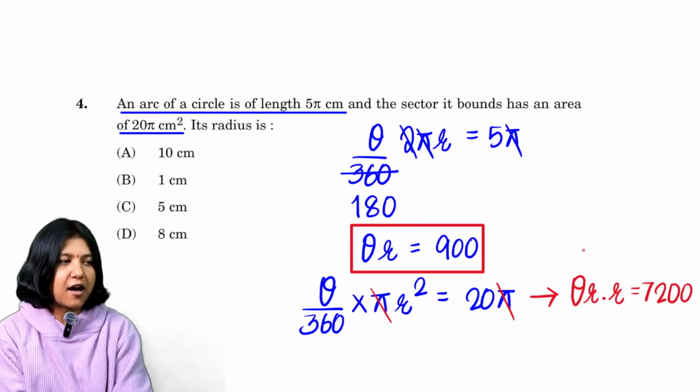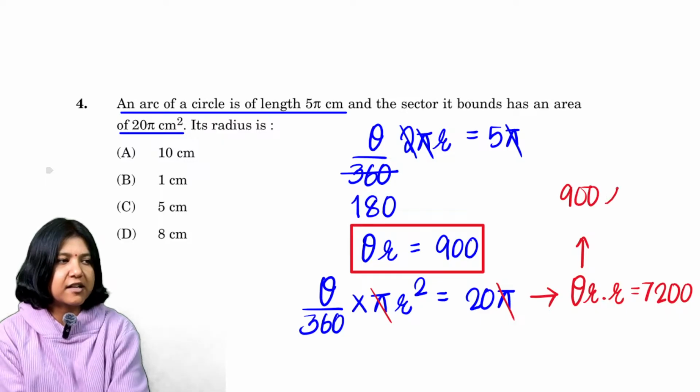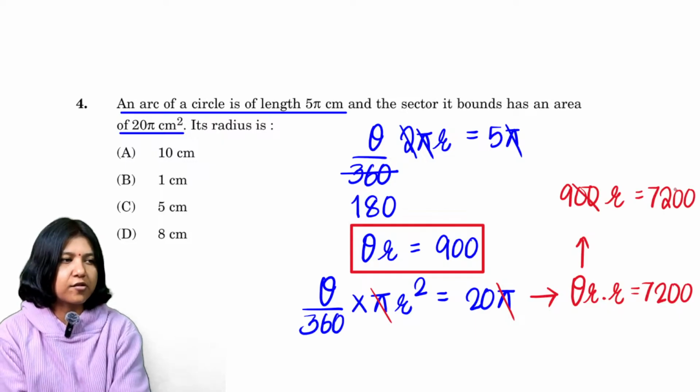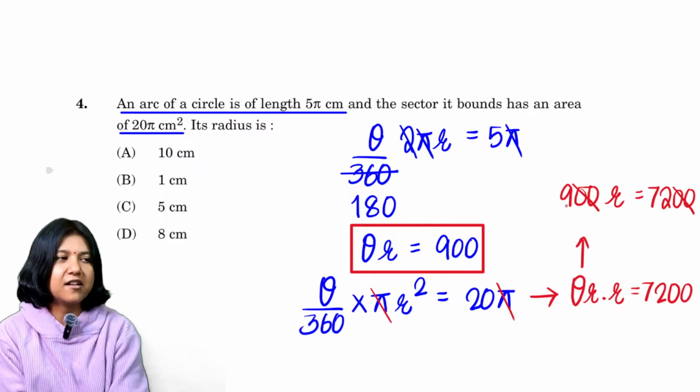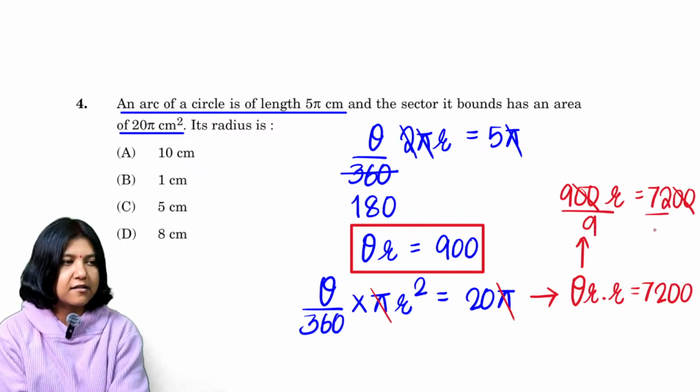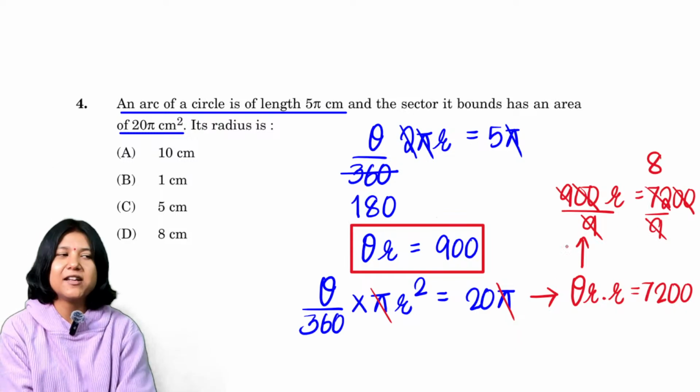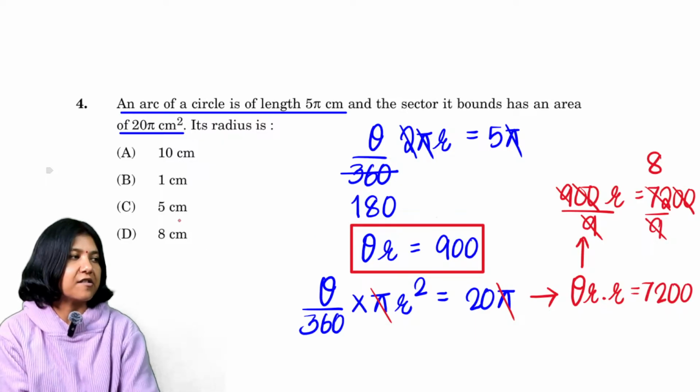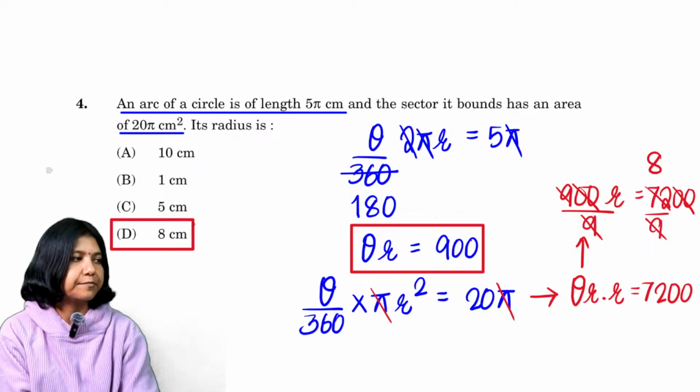Now theta r, I already know that is equal to 900. So I'll just write down 900 r equals 7,200. Now cancel out two zeros from both sides, and then you have to divide by 9 on both sides. If you divide by 9, 9 times 8 is 72. So clearly r is equal to 8 centimeters.